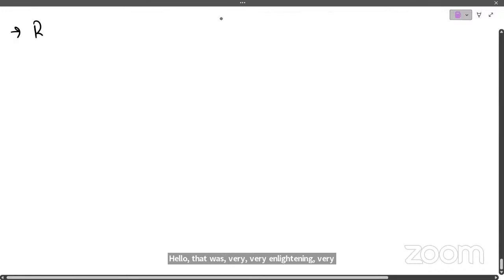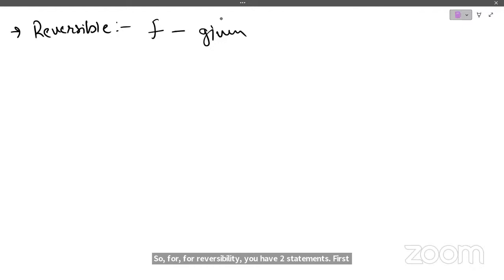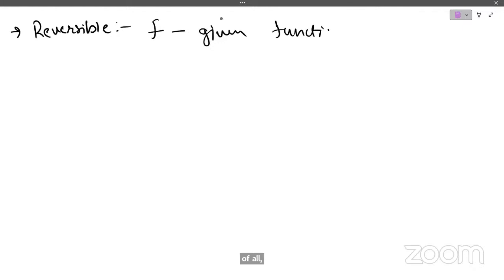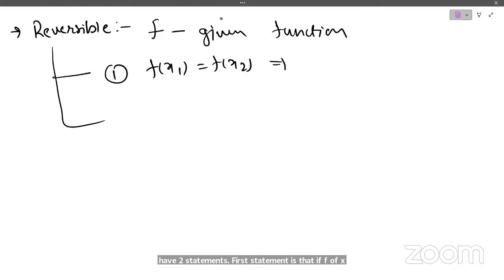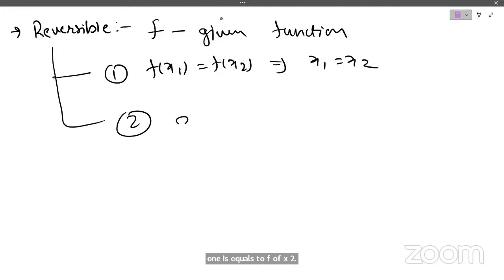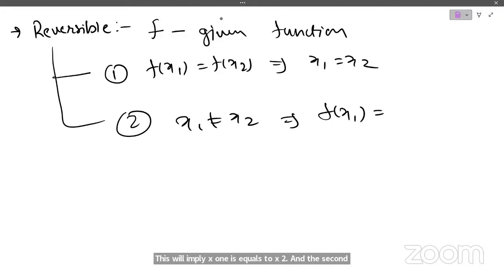So, reversible. For reversibility, you have two statements. First of all, it is given that it is a function. You have to check whether it is reversible or not. So you have two statements. The first statement says that if f of x1 is equal to f of x2, this will imply x1 is equal to x2. And the second statement says that x1 not equals x2 will imply f of x1 not equals f of x2.